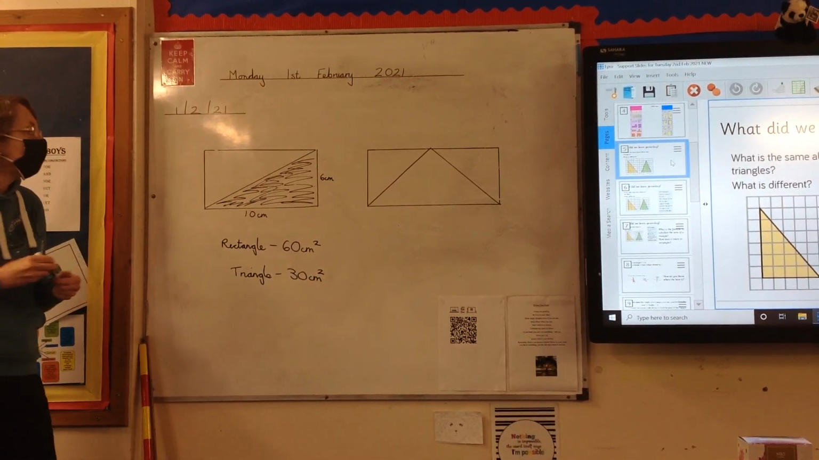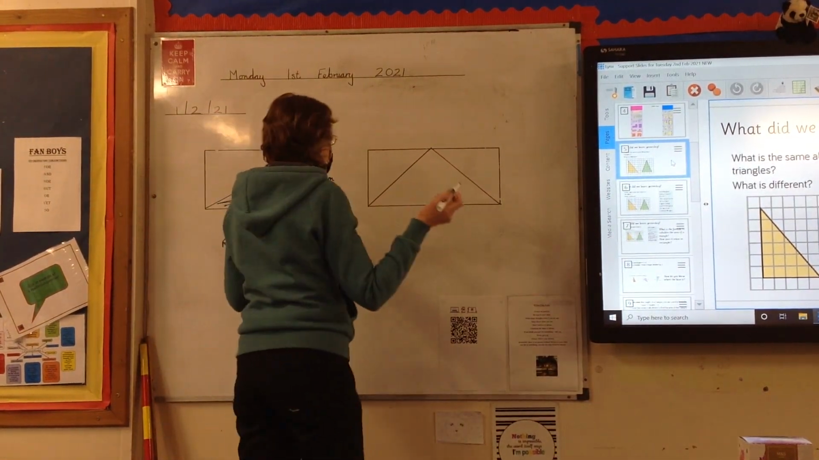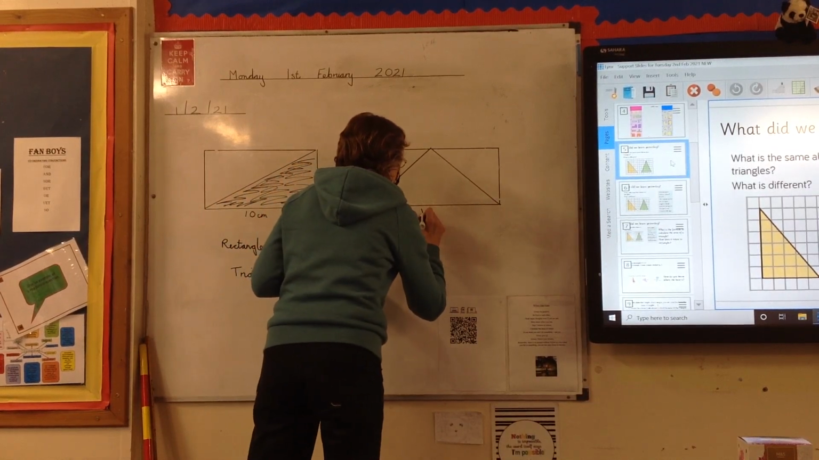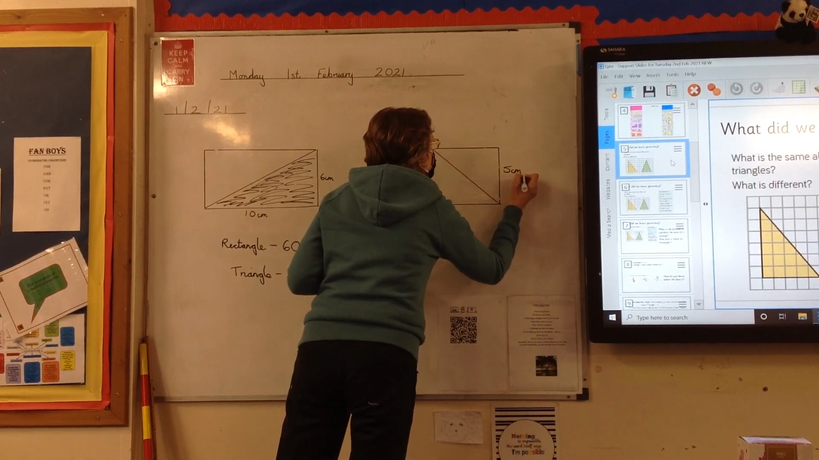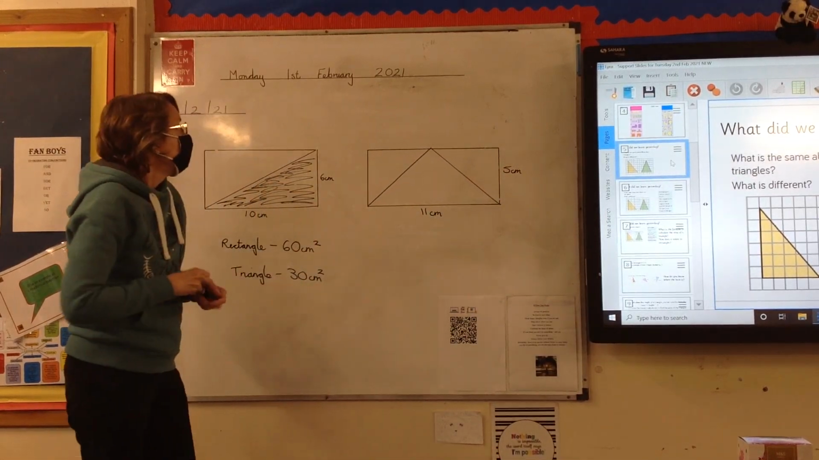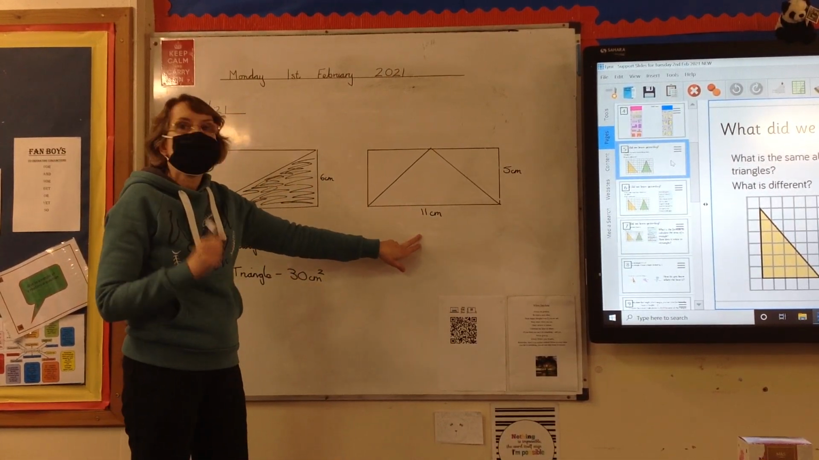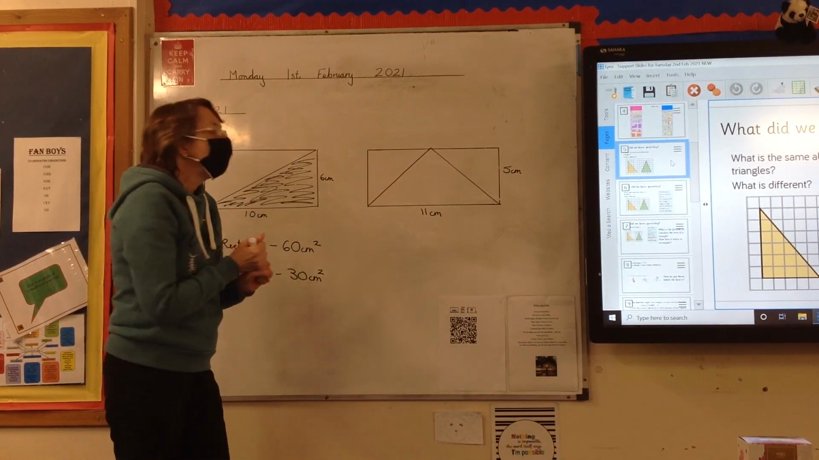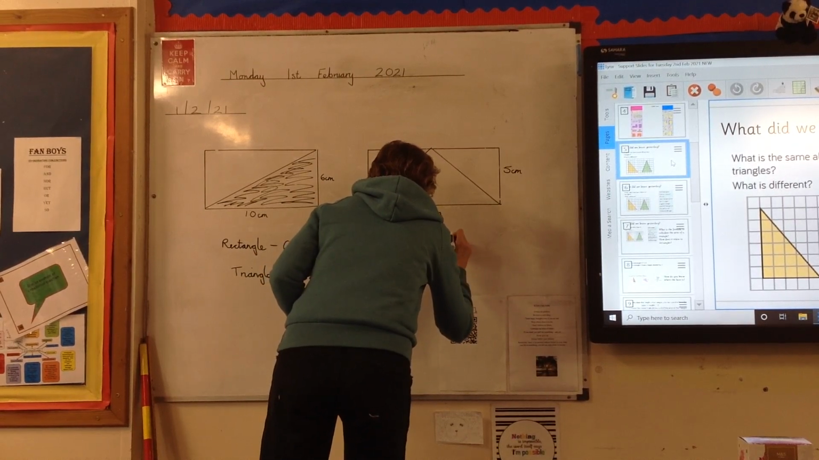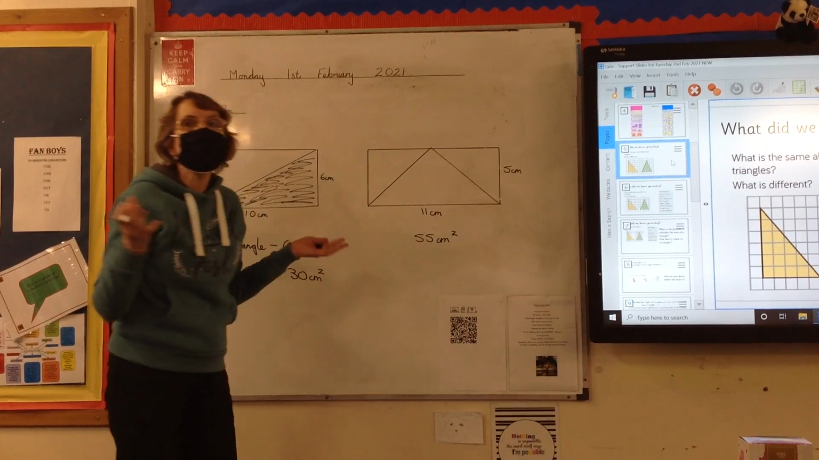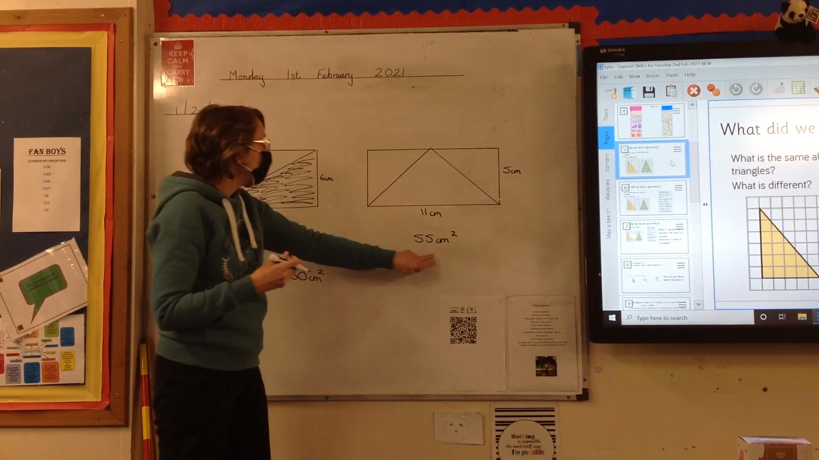Now, this one's slightly different because the triangle is a slightly different shape. So if I said to you that the rectangle is 11 centimetres by 5 centimetres, can you work out for me the area of the whole rectangle? 55. Good, well done. The whole thing will be 55 centimetres square because area equals length times width.